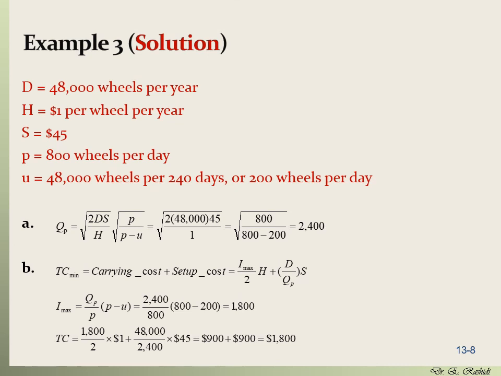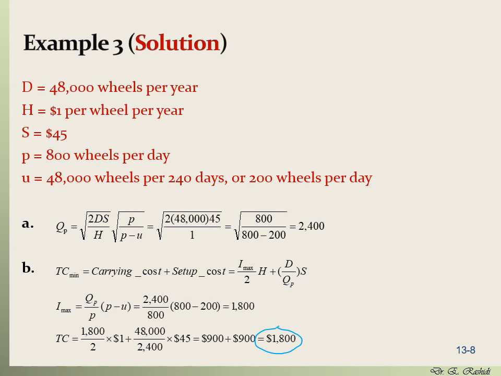So the optimal quantity to produce to make the total cost of the inventory minimum is 2400 rubber wheels per run. So if each time that we do the manufacturing, we produce 2400 rubber wheels, we're going to make the total cost minimum. And for part B, the total cost of the inventory, which is carrying cost and setup cost, is going to be $1,800 as we computed.